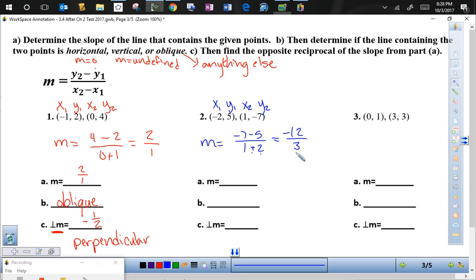Now, again, we want to reduce, so we have to look, is there anything in common with the 12 and the 3? Okay, you can take a 3 out of each of those. If you divide 12 by 3, you've got 4. Got to get that negative on there. Divide 3 by 3, and you've got 1. So our reduced fraction is negative 4 over 1.